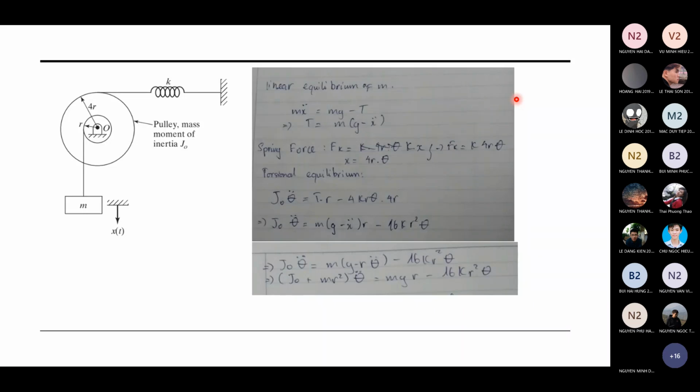Ok, move on. You will have the exercise today. You will have half of the time to practice the free vibration, and then the rest of the time you will move on to chapter 2. Chapter 2 is for multi degrees of freedom.